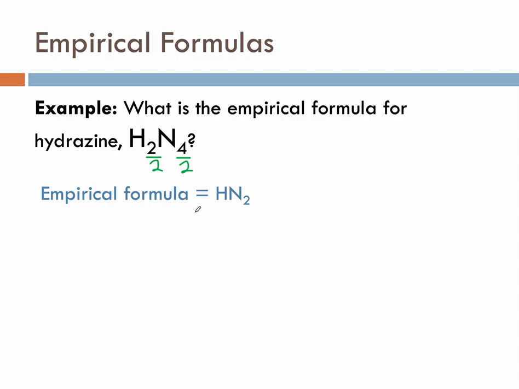What it tells me is that there's double the number of N's as H's, double the number of nitrogens as hydrogens. That empirical formula does not tell me how many hydrogens or how many nitrogens are in a hydrazine molecule. For that, you need the chemical formula. This is the chemical formula. But the empirical formula does show me the ratios of hydrogen to nitrogen.